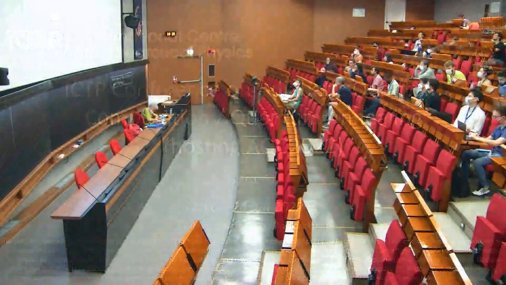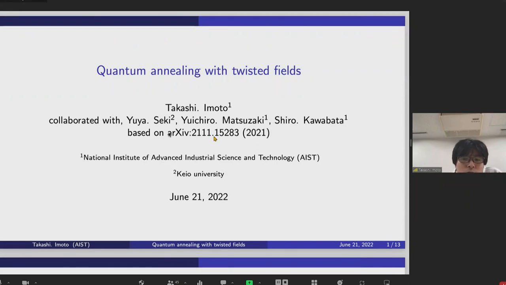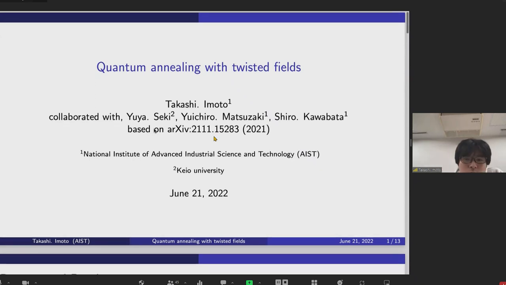This work is based on this paper, arXiv 2111.52183, and was conducted in collaboration with Yuya Seki, Yujiro Matsuzaki, and Shiro Kawabata.